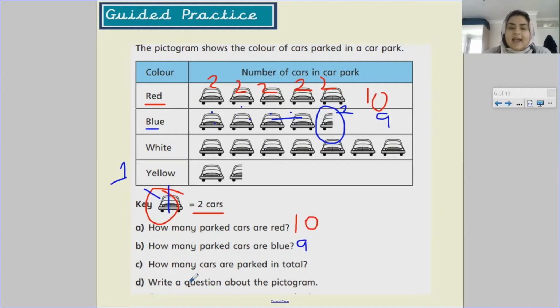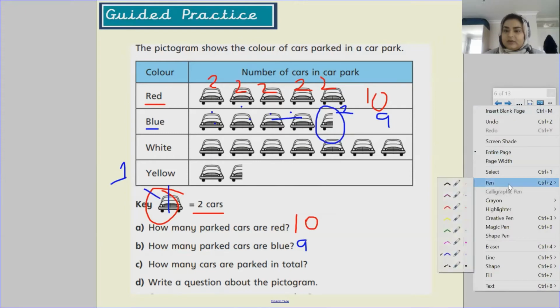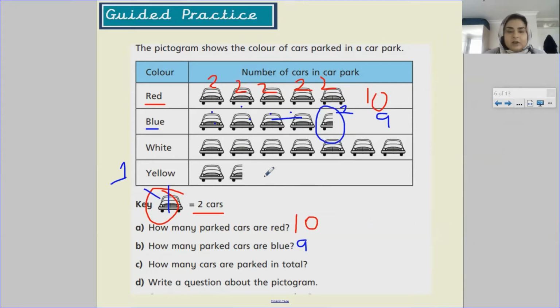Then it says, how many cars are parked in total? So I need to work out how many I have in total. I've totaled my red and my blue. Now let's do my white. I am just going to use the color green for my white. So white, I have 1, 2, 3, 4, 5, 6, 7. So I can count that in 2s, or I can do 7 times 2. 2, 4, 6, 8, 10, 12, 14. So I have 14 white cars.